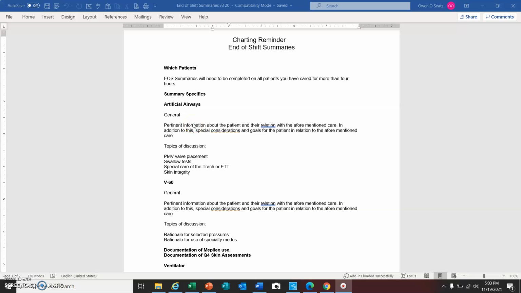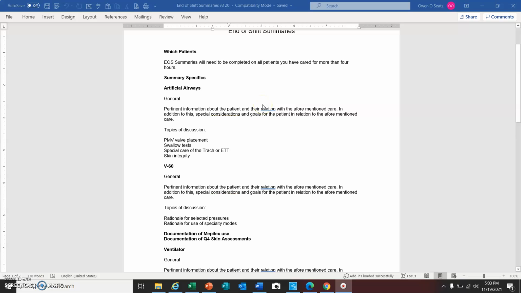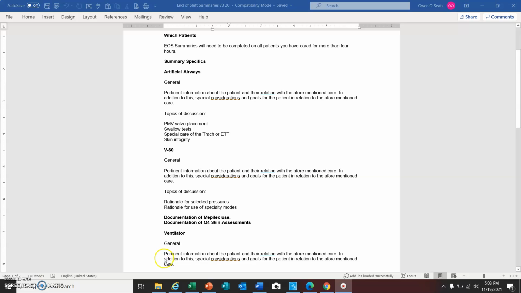So this is just to serve as a charting reminder about end of shift summaries, or what we call the progress note. And there are three specific folks here that we're really going to need to fill these out on. And that is your artificial airway patients, your V60 patients, and your ventilator patients.